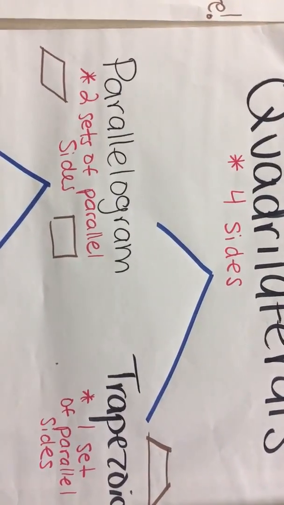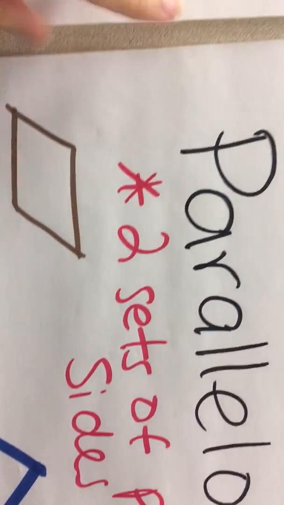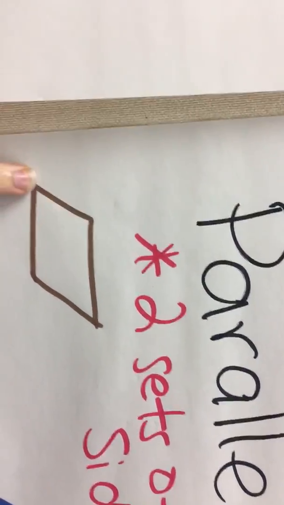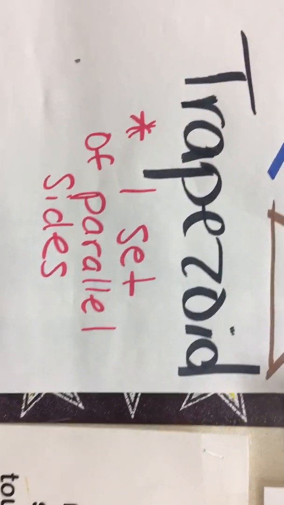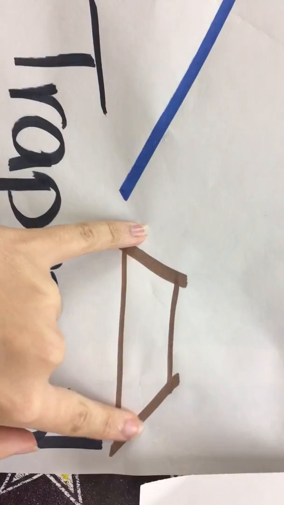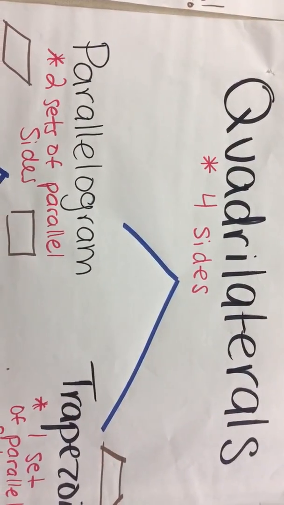A parallelogram has 2 sets of parallel sides. So what parallel means is that they'll never ever cross. This side and this side will never ever cross no matter what I do. The opposite sides, this side and this side, will never ever cross. Okay, a trapezoid only has 1 set. These guys will never ever cross, but these guys right here do. Okay, now both a parallelogram and a trapezoid are quadrilaterals.